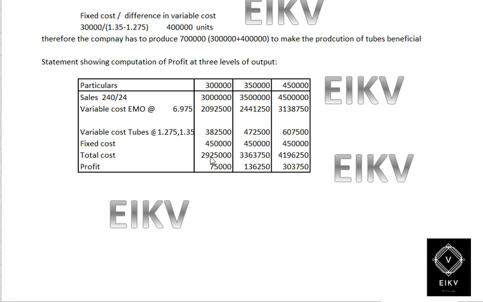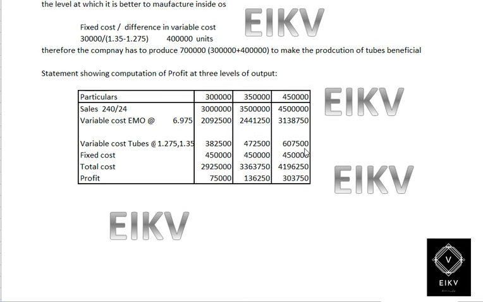Therefore, the total cost will be 29,25,000, 33 lakh 63,750 and 41 lakh 96,250, which will give you the profit of 75,000, 1 lakh 36,250 and 3 lakh 3,750. So over here we will not take the fixed cost of 30,000 because we are purchasing the tubes from outside.